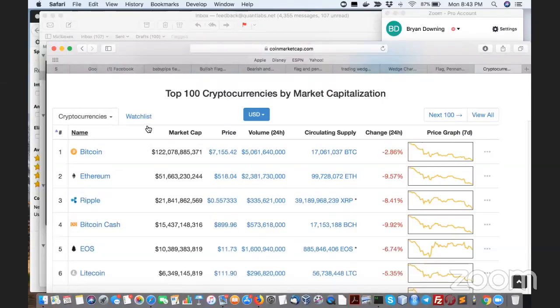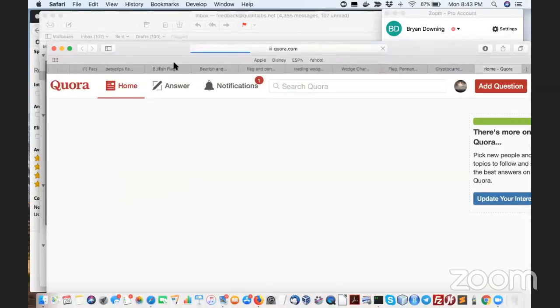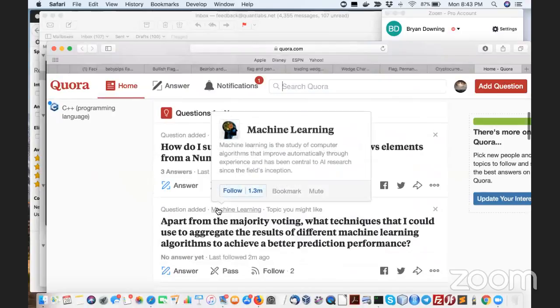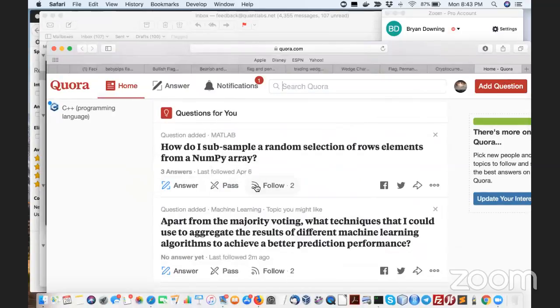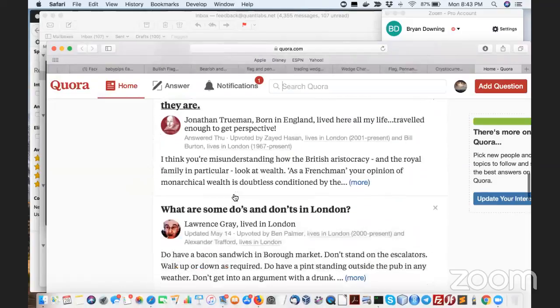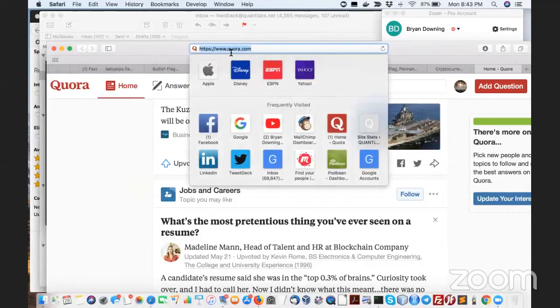Let me spell that out. Quora, Q-U-O-R-A dot com. Here you'll get all the questions daily, and people answering those questions. It's a very good place to learn about machine learning, Python, or whatever you fancy. There's a lot of trading in there, programming, and that's the site I'm referring to. Hopefully you can see it right here.